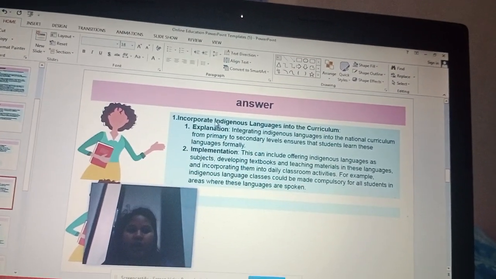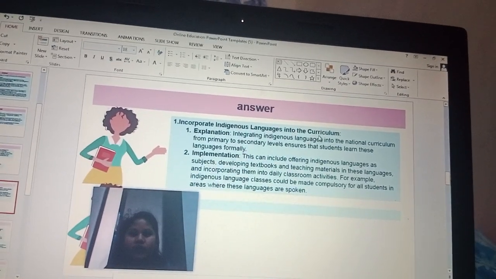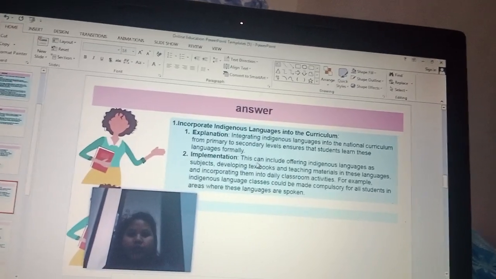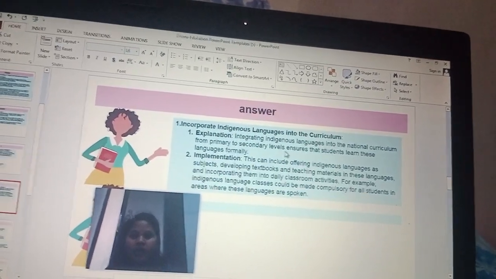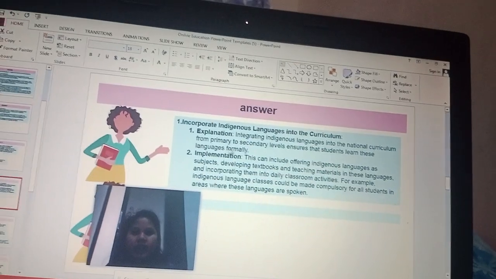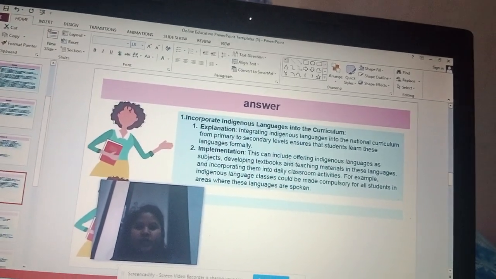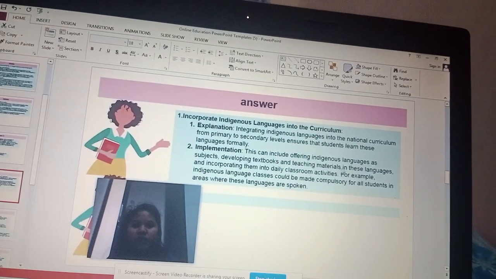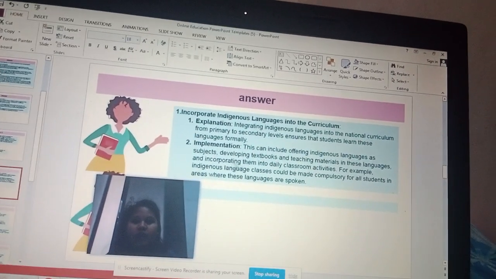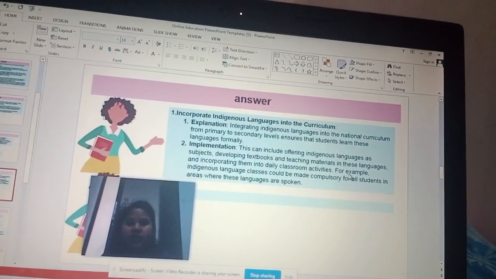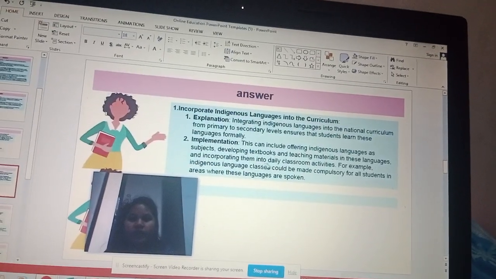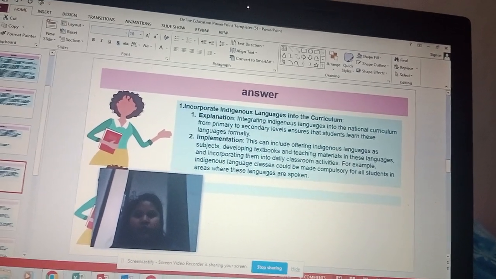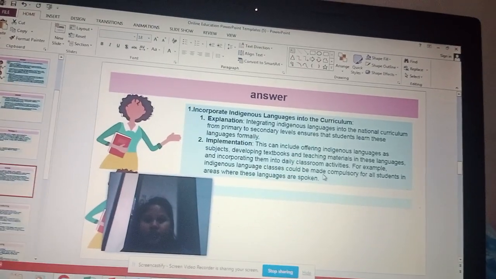The answer: incorporate indigenous languages into the curriculum. Explanation: integrating indigenous languages into the national curriculum for primary and secondary levels ensures students learn the language formally. Implementation: this can include offering indigenous languages as a subject, developing textbooks and teaching materials in these languages, and integrating them into daily classroom activities. For example, indigenous language classes could be made compulsory for all students in the areas where these languages are spoken.